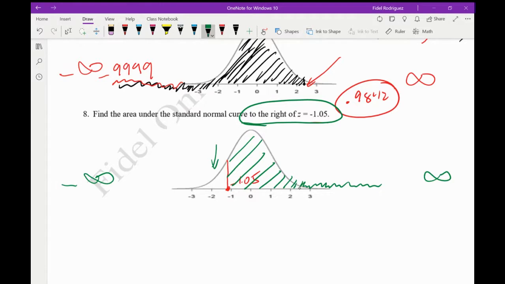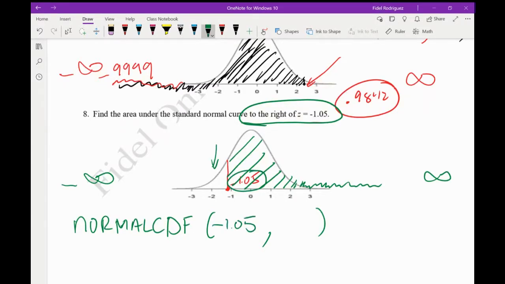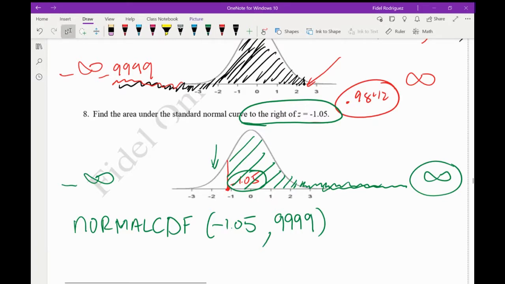So if I'm going to do this using my calculator, I'm going to use normal CDF, right? Now remember, we're going to have 2 numbers. The first one is going to be our lower number. I actually started my graph at negative 1.05. And because we go on to the right and all the way forever, remember, I can't use infinity. So instead of using a negative 9999, I'm going to go with a positive 9999. Okay? So I'm going to show you how I'm going to do this on my calculator.